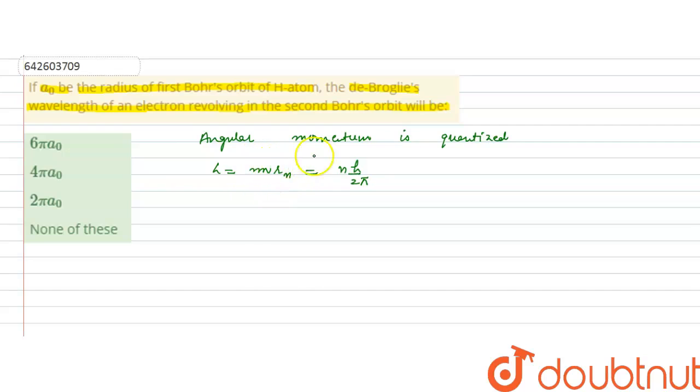Now mv is the momentum. Momentum is mass into velocity, so we can write mv as momentum, that is p. So we will write p into rn is equal to nh by 2 pi.